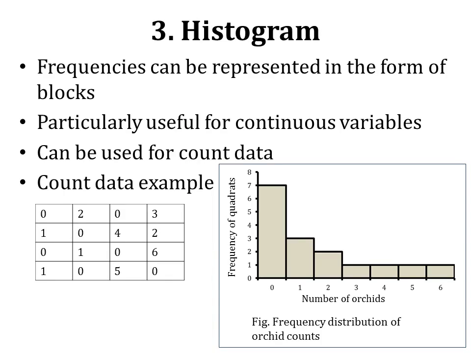Then we come to the histogram, which is a very basic form of graph, and is usually used to present frequencies. It is usually used for continuous variables, but it can also be used for count data. For example, we have the count of the number of orchids, and these are the frequencies in different quadrants, right? So this is the frequency distribution of orchid counts in different quadrants. So 7 quadrants didn't have any orchid, then 1 quadrant had 1, and so on.